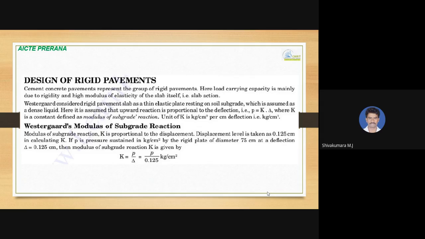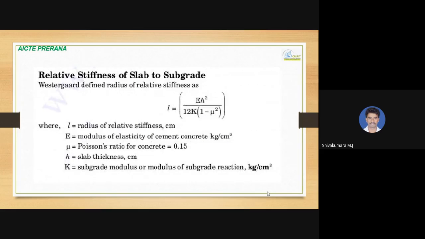Westergaard's modulus of subgrade reaction K is proportional to the displacement. The displacement level is taken as 0.125 centimeter in the calculation of K. If P is the pressure sustained in kg per centimeter square by the rigid plate of diameter 75 centimeter at a deflection of 0.125 centimeter, then the modulus of subgrade reaction K will be equal to P divided by 0.125 kg per centimeter cube. And the relative stiffness of a slab to subgrade.